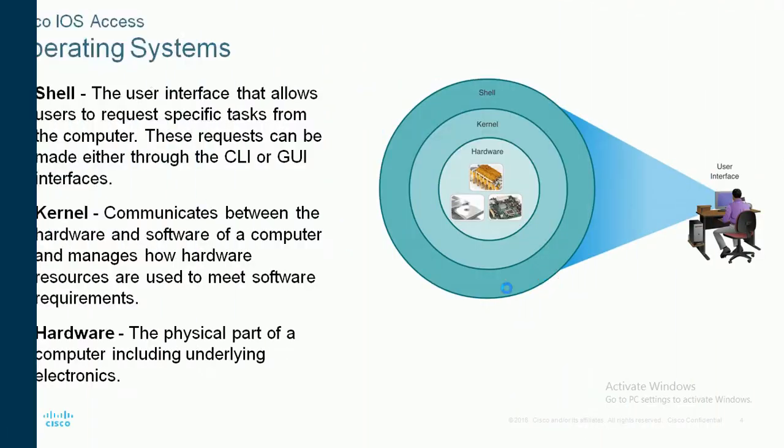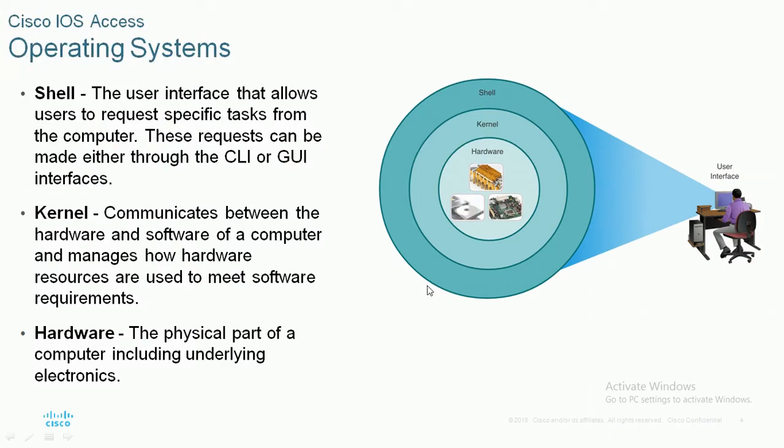See, first of all, already I told you we need to configure the IOS operating system. So in the IOS, mainly we have shell, kernel, and hardware part. Shell is nothing but a user interface that allows users to request a specific task from the computer. Okay, these requests can be made either through CLI mode or GUI mode. CLI is nothing but command line interface, and GUI is nothing but graphical user interface. So shell is the main part, it is going to take the request from the user interface to the computer.